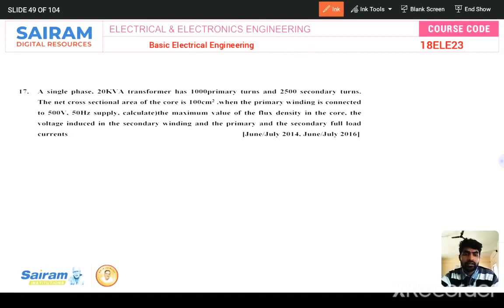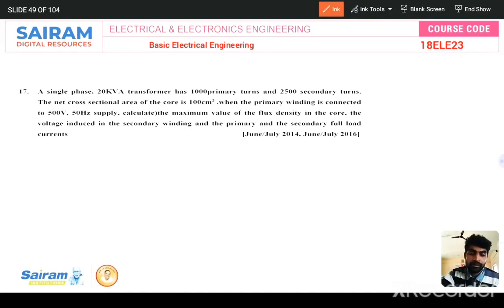Single phase 20 kVA transformer has 100 primary turns, 2500 secondary turns. The net cross-sectional area of core is 100 cm square when the primary winding is connected to 500 volts 50 Hz supply. Calculate the maximum value of flux density in the core, the voltage induced in the secondary winding and the primary and secondary full load current.